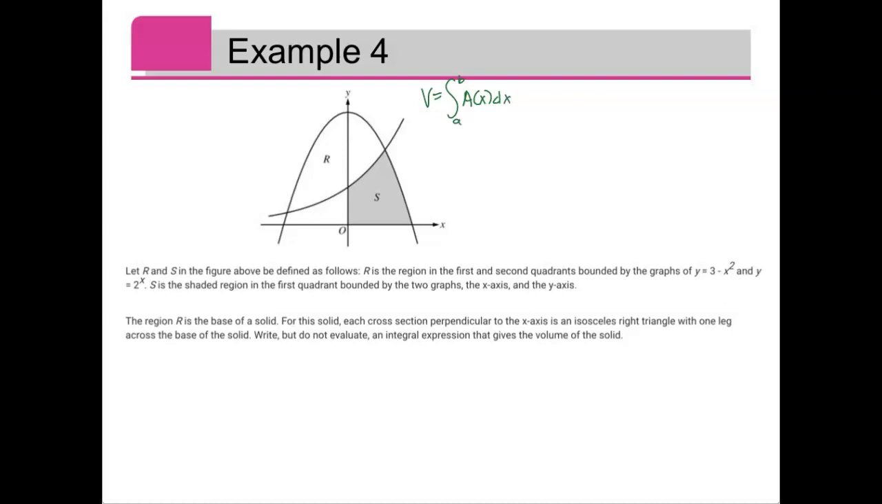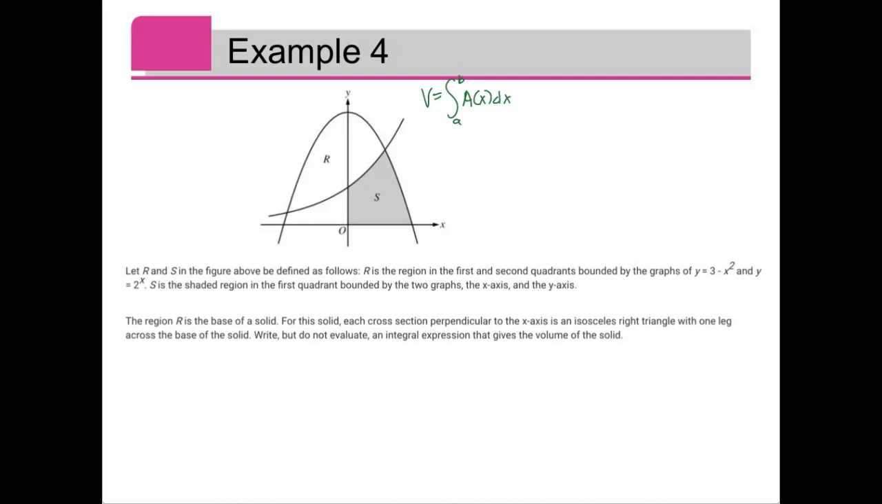So here we have two regions, R and S, and they give us the graphs that enclose those regions. It says the region R is the base of a solid. The base of a solid meaning the bottom of a solid. So the solid is coming out of the board. Does that make sense?